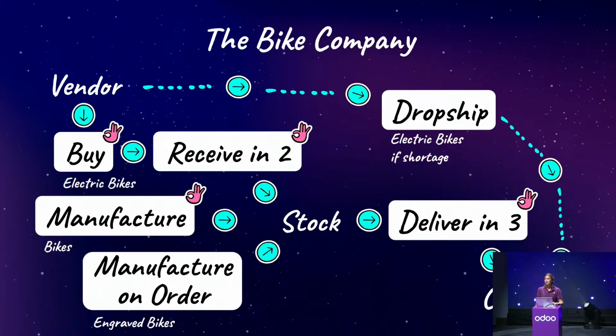Now, we have a specific category of bikes that we produce on demand. They follow a make-to-order approach. It means that we don't have stock of this product, but rather, as soon as a sale order is confirmed, we start the production. Okay? The replenish on order route in Odoo follows the exact same logic.